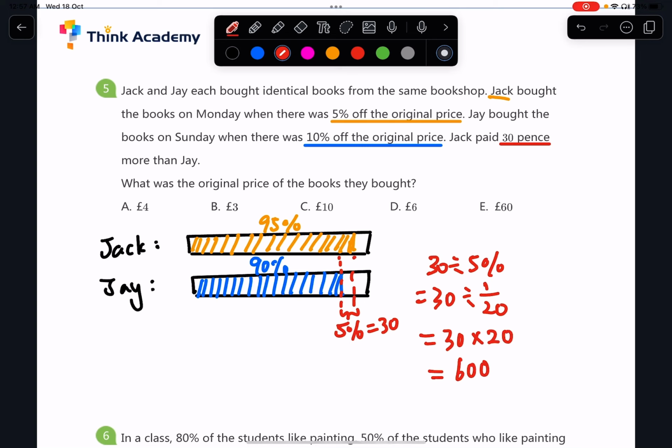And this is pence. Okay, pay attention. This is pence because 30 is pence. So what you calculate is pence. 600 pence equals how many pounds? 6 pounds, right? So the answer is D.